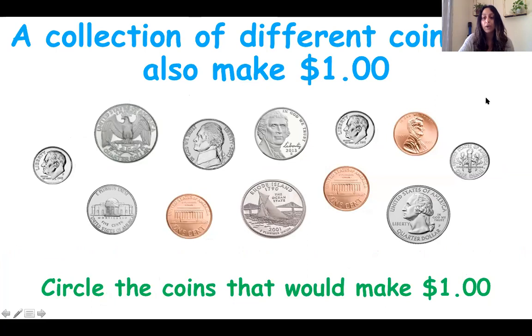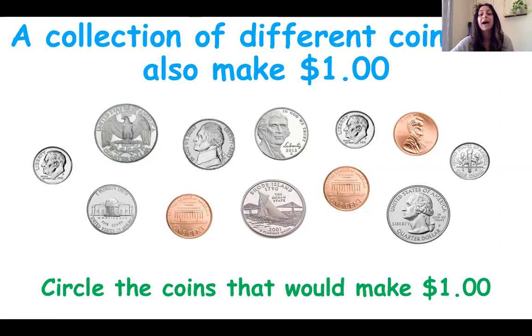Let's circle the coins that would make $1. Okay, we want to try to use not all of these coins, but as many of these coins as we need to make $1. Now, as I circle, I'm going to count by writing the value underneath. So you'll see what I mean by that when we get started. So let's do this one together, or watch me do this one.